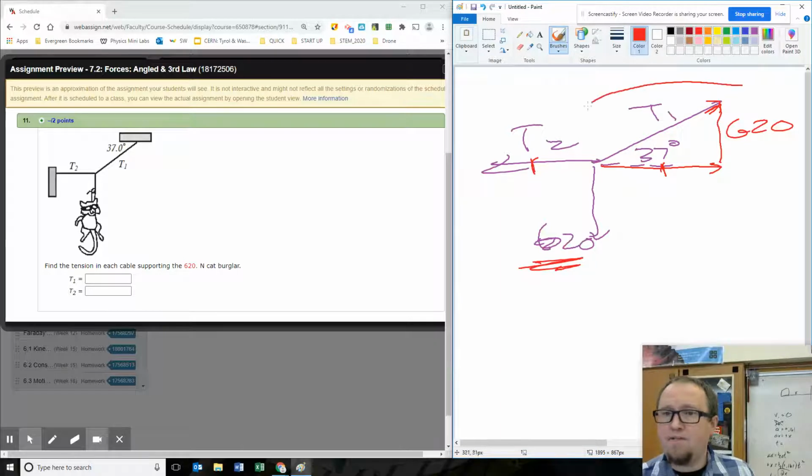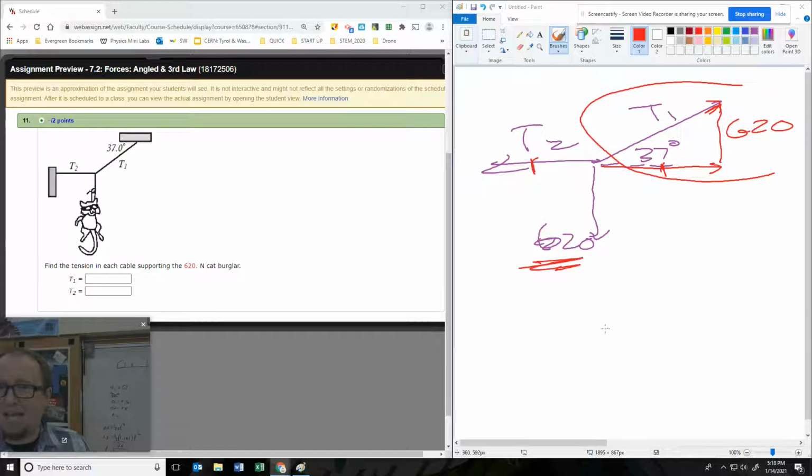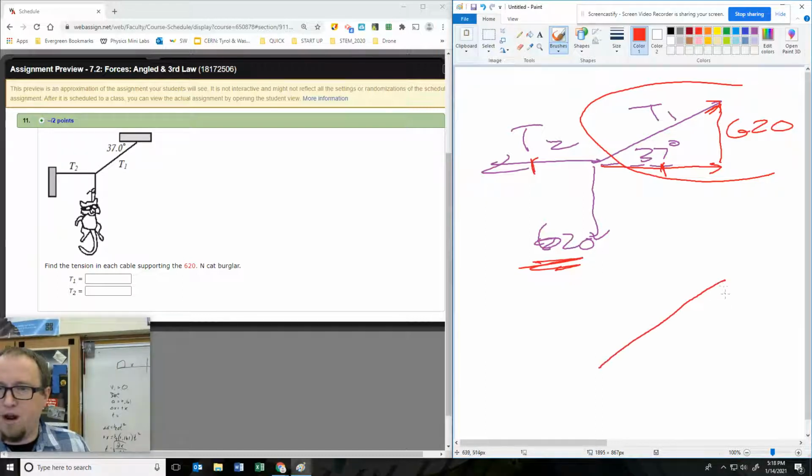So I have a little triangle here. So we've got this triangle.